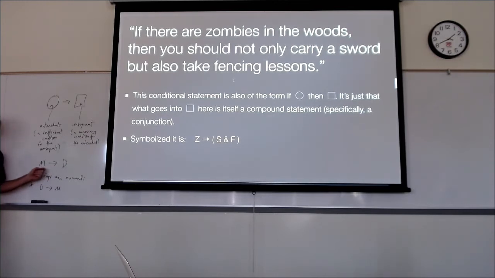If something's a mammal, then it's a dog. Only dogs are mammals. You say if and only if it's a dog, it's a mammal. That's saying more than this, isn't it? So is it saying that all mammals are dogs? Well, yeah. This is basically saying all mammals are dogs.